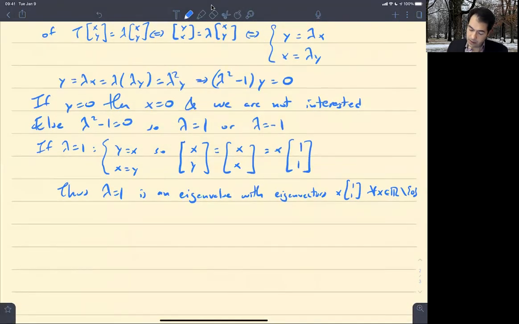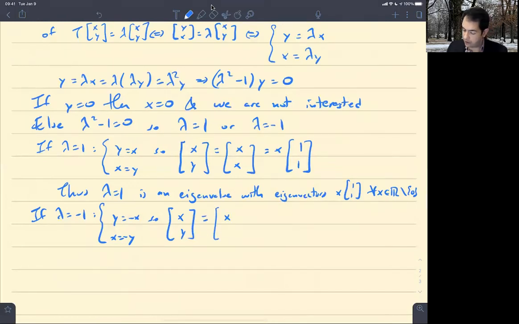Okay, then the other case, if lambda is equal to minus 1, then our system becomes y equals minus x and x equals minus y. So again, the second equation here is redundant, so we can just keep the first one. And if we substitute that in, that means we're looking at the vectors (x, y) where we keep x, and instead of y, we put minus x. So that's x times (1, -1).